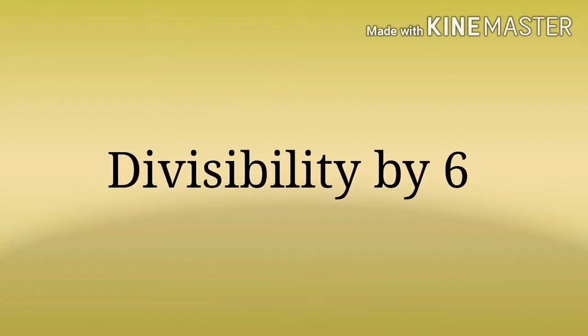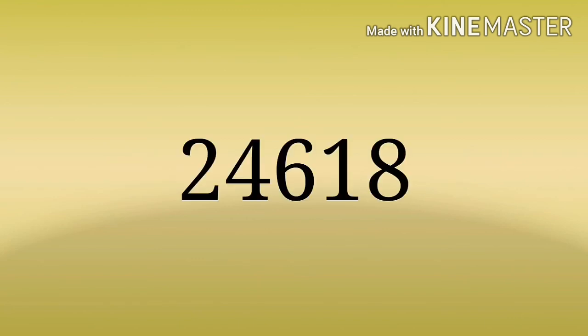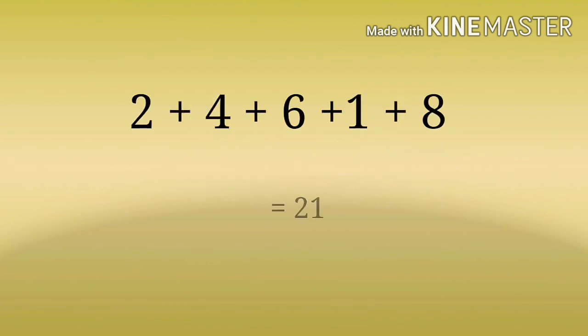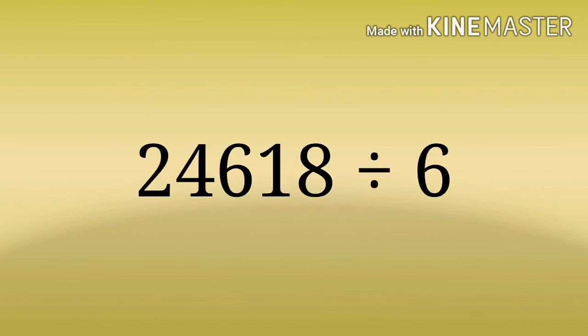Now divisibility by 6. It can be determined if the number is both even and divisible by 3. That is, if the sum of the digits is divisible by 3, then the entire number is divisible by 6.